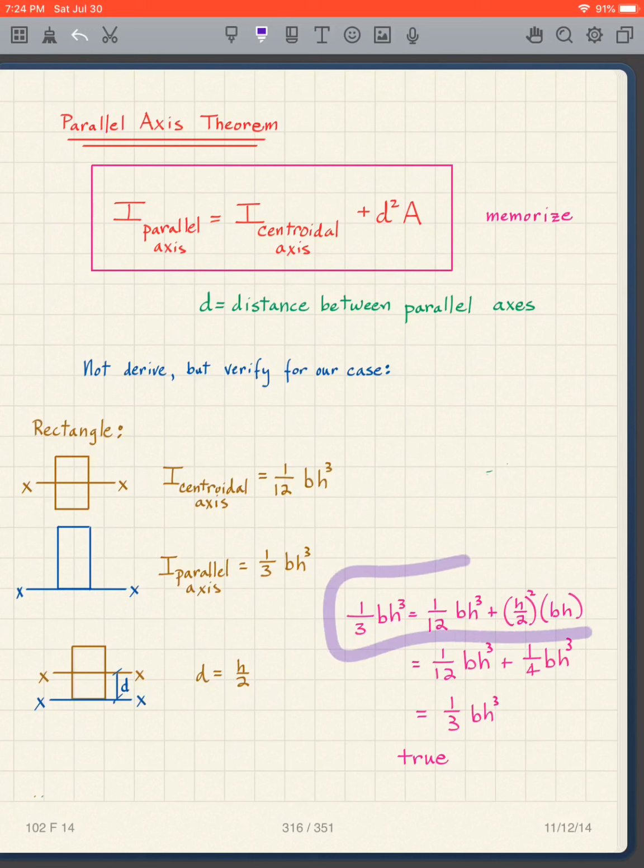So the question is, is this true? If we simplify this, this becomes 1/4 BH cubed. And if I add 1/12 BH cubed to 1/4 BH cubed, I get 1/3 BH cubed. And what do I see? Oh, it's the same. So it's true. This is not a proof, it's just a verification for our case. I'm not going to go through the proof of this, I'm just going to verify it at this stage. You can try it yourself for other cases.